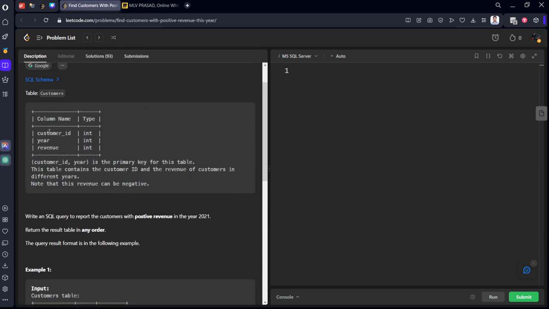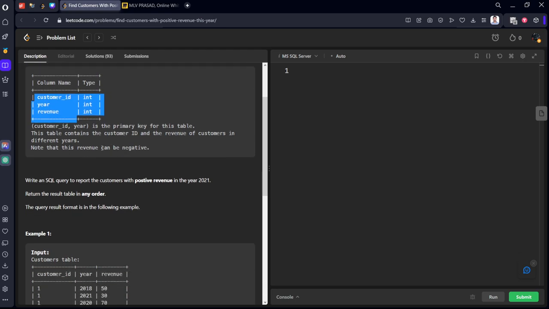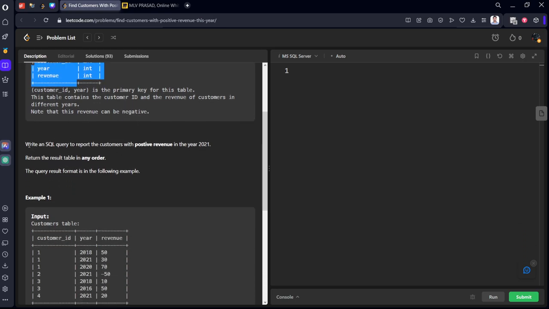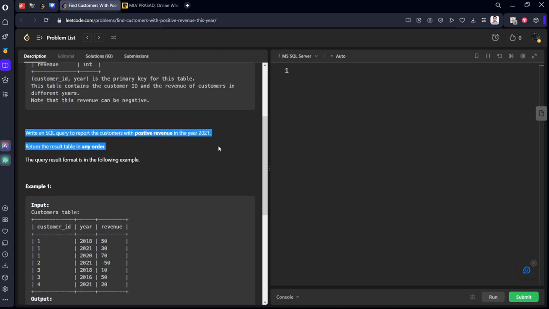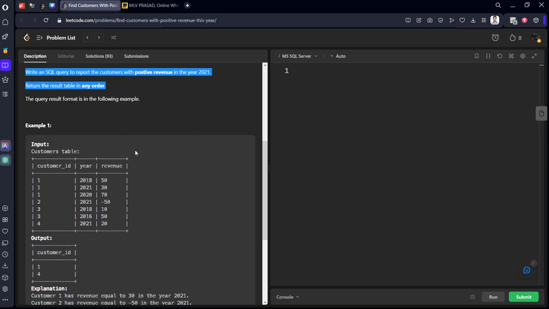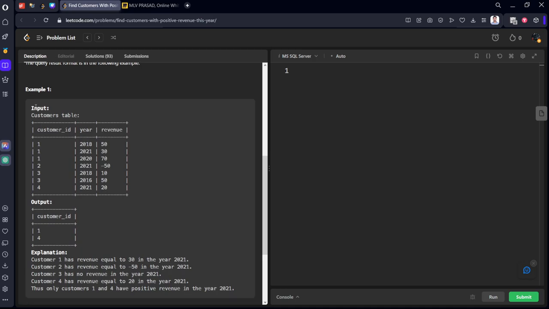They're given a customers table which has customer ID, year and revenue. The combination of customer ID and year is the primary key for the table. Note that this revenue can be negative. What they are asking: write an SQL query to report the customers with positive revenue in the year 2021. Positive revenue means greater than zero. Return the result in any order, and the year should be 2021. They are asking for two conditions. Okay, let's see this table.